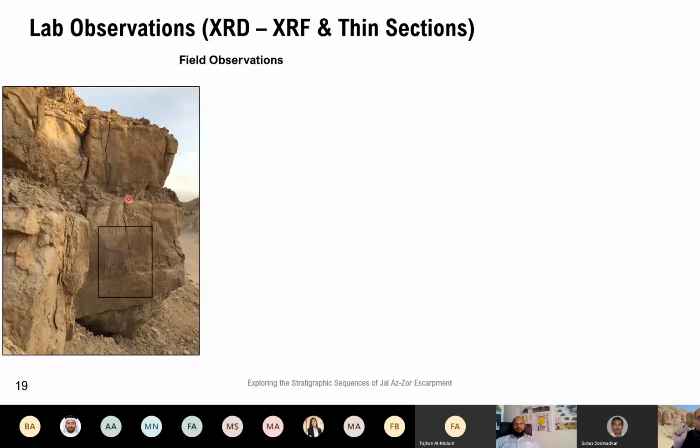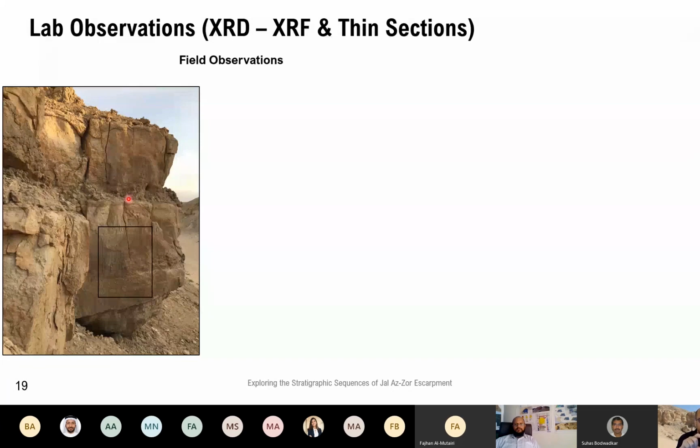So we move forward to the lab observation. We spoke about the field, what we are doing in terms of measurements, in terms of sedimentary structures, and in terms of the physical measurement, which is related to the color as well as to the hardness and HCl, because we do HCl as well to see how much reaction there is in the rock related to the calcium carbonate, if it is in there.